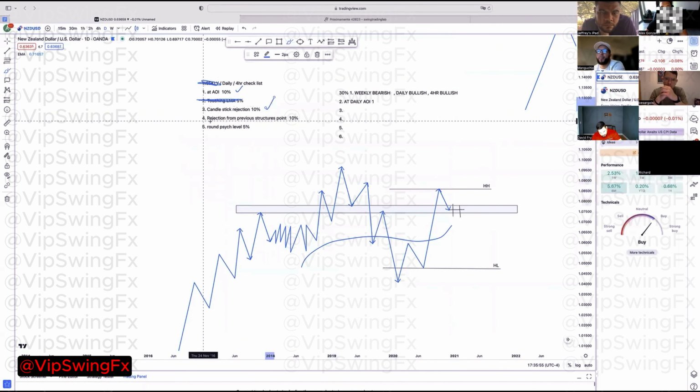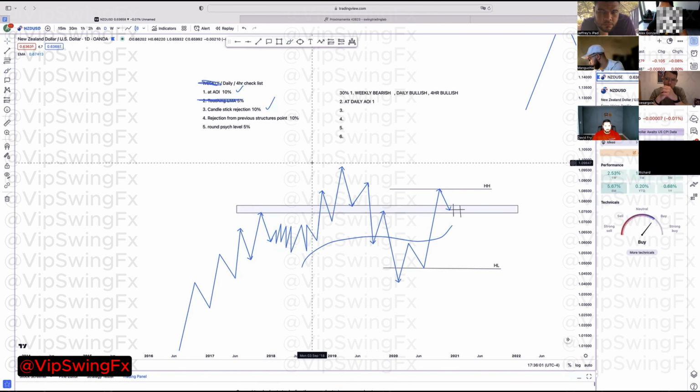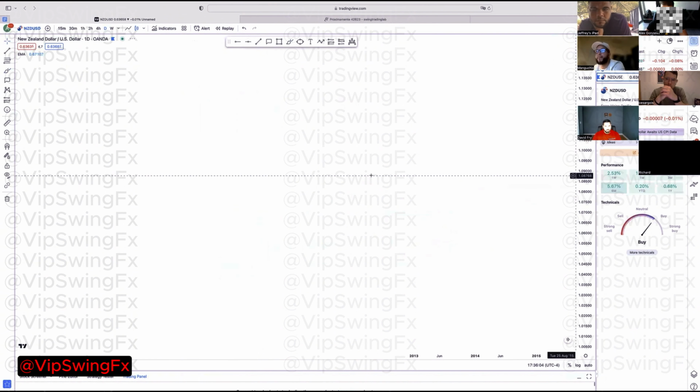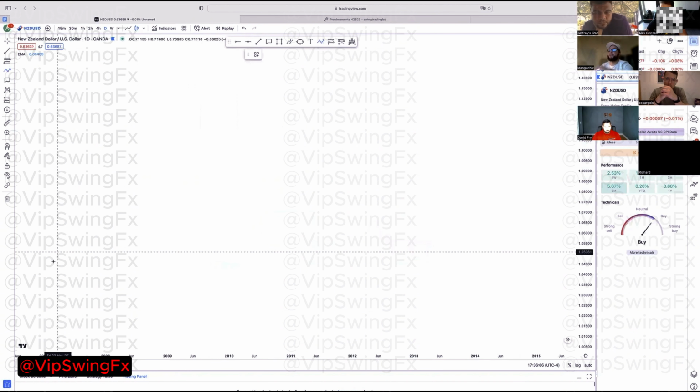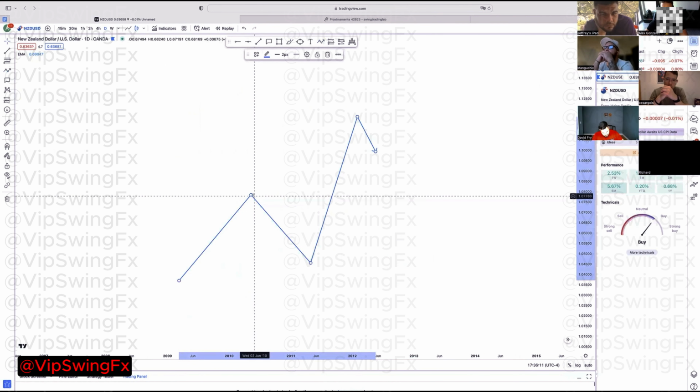Do we have a rejection from a previous structure point? Before I explain this, I'm going to have you guys explain it to yourselves, because this is something that has been very confusing in the past. So what is this point right here?